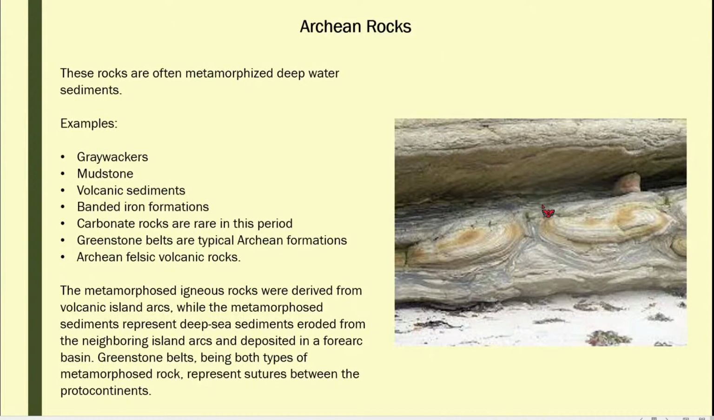The rocks are often metamorphosed through deep water sediments. Examples: graywackes, mudstone, volcanic sediments, banded iron formations. Carbonate rocks are rare in this period. Greenstone belts are typically Archean formations, and the Archean felsic volcanic rocks. As we see another depiction of that same rock here.